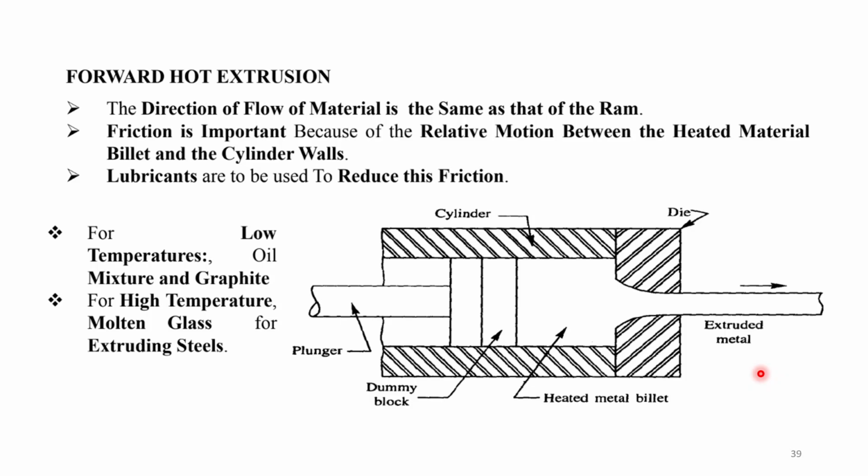In case of forward hot extrusion, the direction of flow of material is the same as that of the ram, and the friction is important because of the relative motion between the heated material, the billet, and the cylinder walls. Lubricants are used to reduce this friction, so in between the wall and the billet there are lubricants. In case of low temperature, an oil mixture and graphite is used, while for high temperature, molten glass is used for extruding steels.